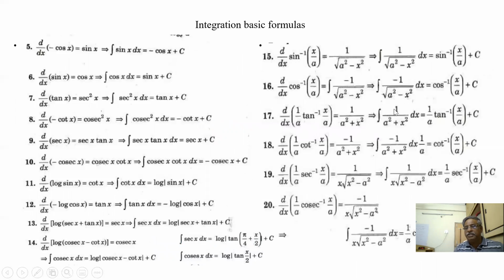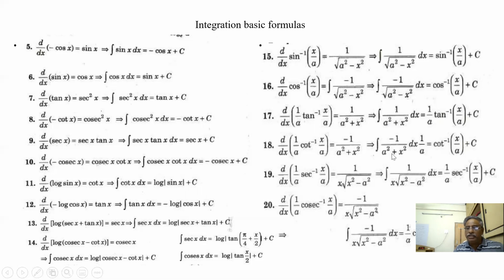See here, integration of 1 by a square plus x square is equal to 1 by a tan inverse x by a. In these cases, 1 by a is not appearing because they are under the root, so a is getting cancelled itself. Here there is no root, so this 1 by a is appearing. So 1 by a square plus x square is 1 by a tan inverse x by a. So you understood how this is moving?